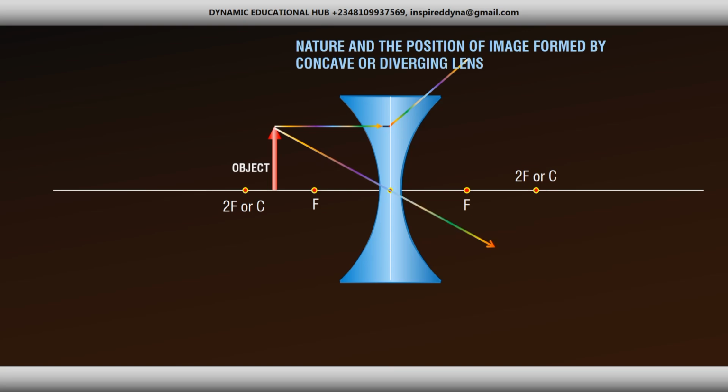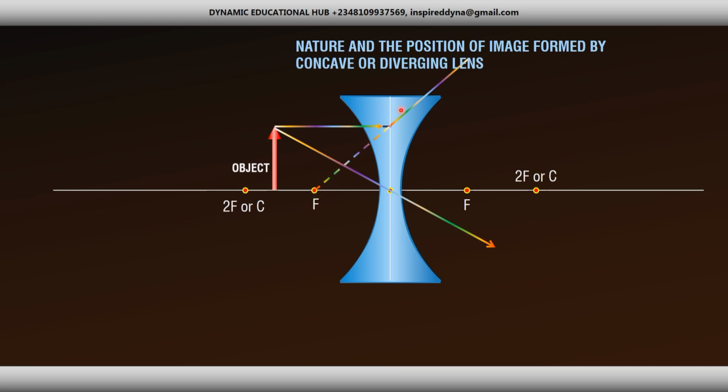Now do we have intersection of the ray? No. So how do we now form the image? How is the image being formed? It's very simple. Recall that the divergence of this ray will appear as if it is coming from the focal point. It will diverge away from the focal point here. Okay, now let's try to draw the ray. So this is the ray coming from the focal point here.